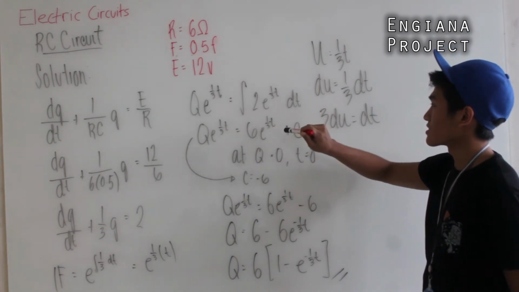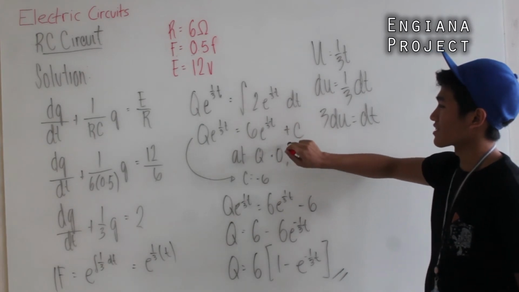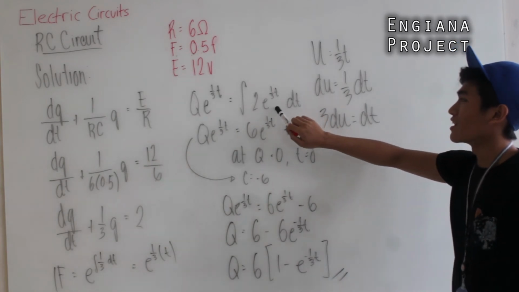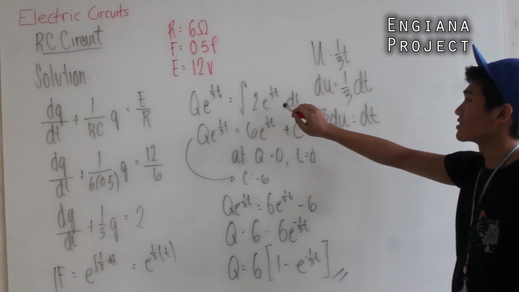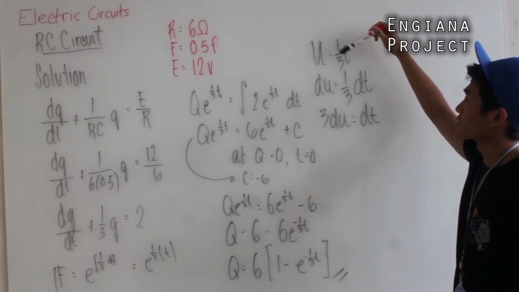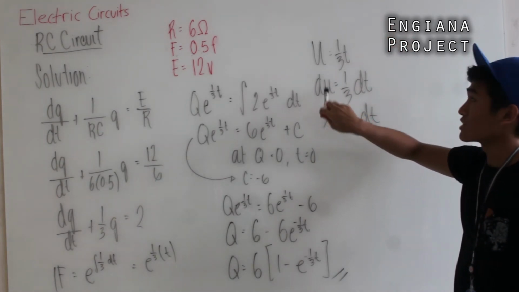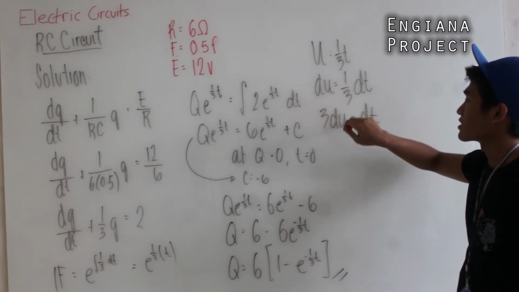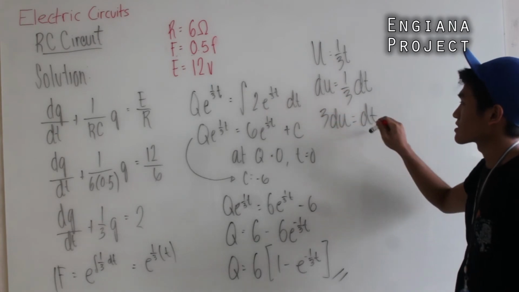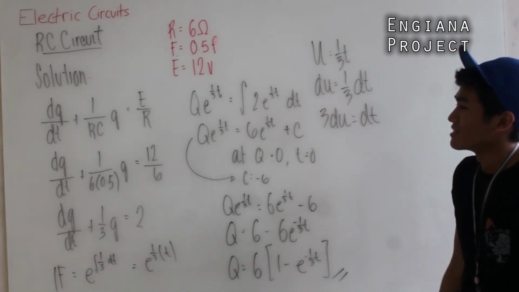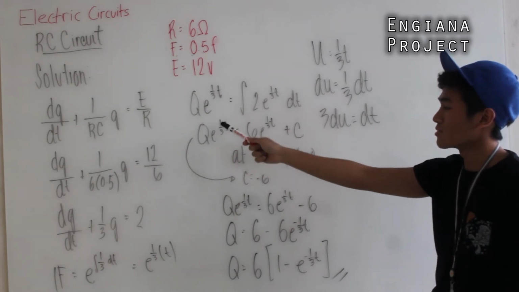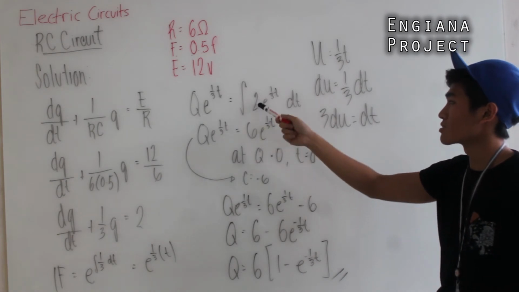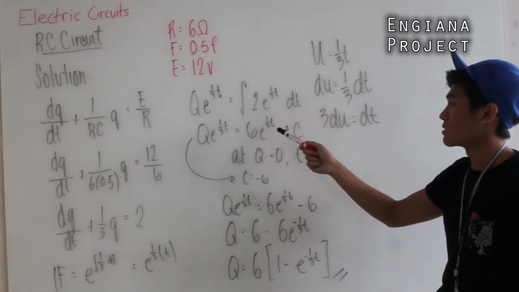In order for us to solve what Q is later, we need the constant. We need to integrate 2e raised to 1/3 t. So we say u equals 1/3 t. The derivative of u is 1/3 dt. Since you have 1/3 here, you multiply 3 to du to cancel, and you get dt. So here we have Q e raised to 1/3 t equals 6, since you get 3 here, times 2, 6, and then the IF plus C.